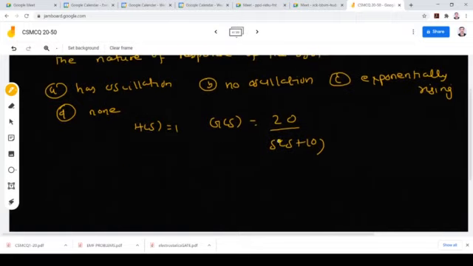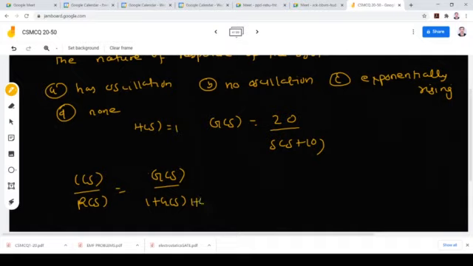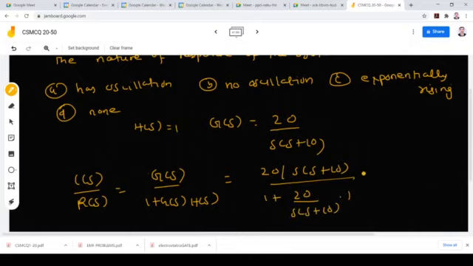We know G of s. I need the closed loop transfer function C of s divided by R of s to find the response. That is given by G of s divided by 1 plus G of s into H of s. G of s is given by 20 divided by s into s plus 10, so we get 20 divided by s into s plus 10 over 1 plus 20 divided by s into s plus 10, with H of s equal to 1. If you simplify, what we get is 20 divided by s squared plus 10s plus 20.